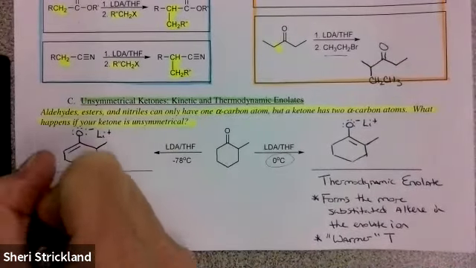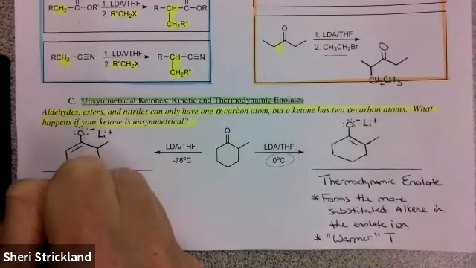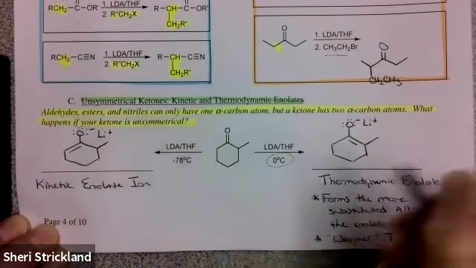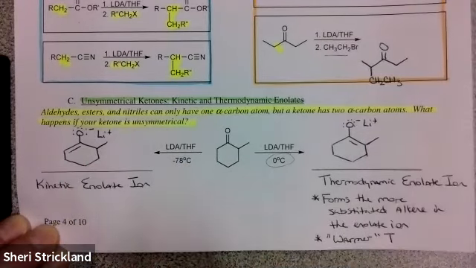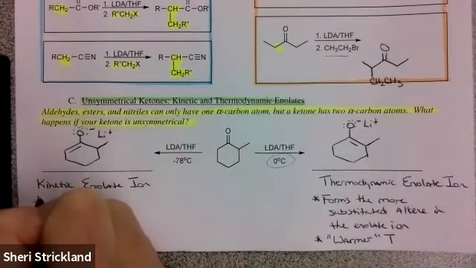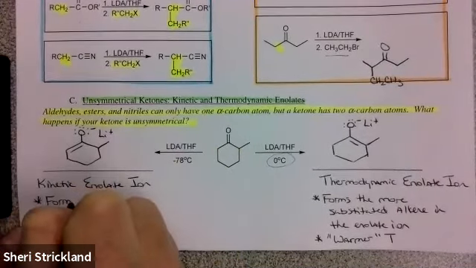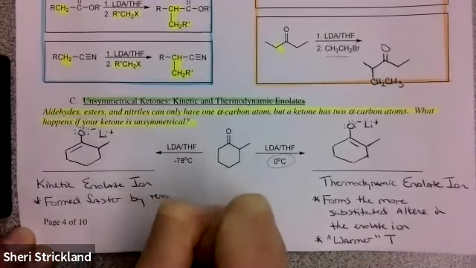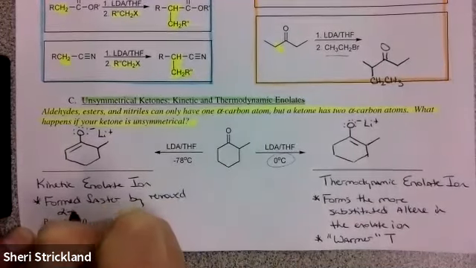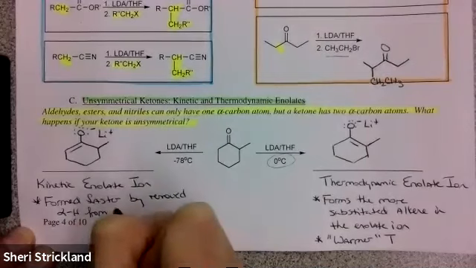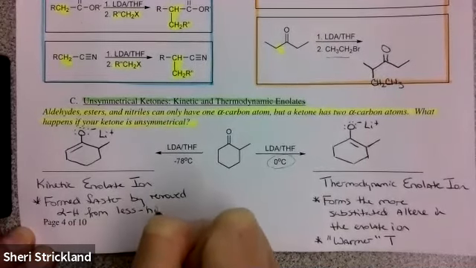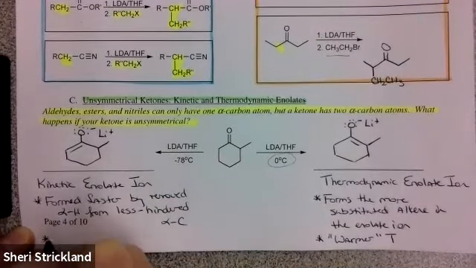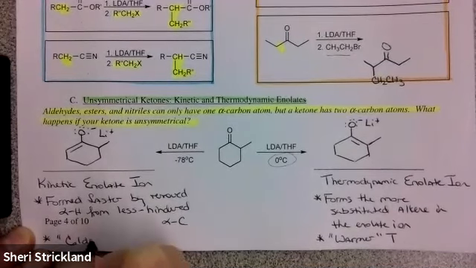This is called the kinetic enolate, or the kinetic enolate ion. Kinetic means it's formed the fastest. So it's formed faster by removing the alpha hydrogen from the less hindered alpha carbon. And this will take place at the colder of the two temperatures.